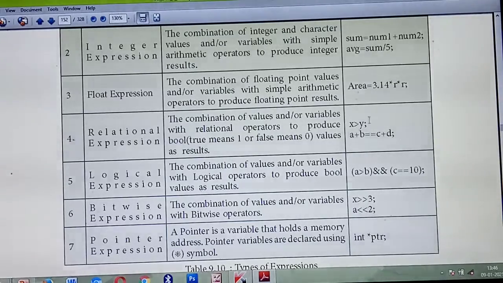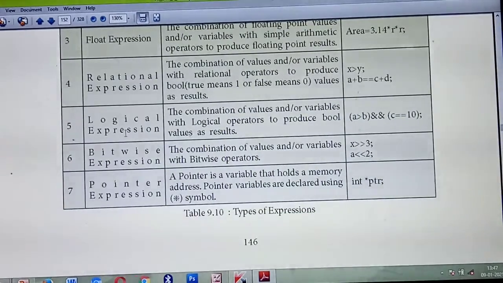See this example: x greater than y. If the condition is true, it will display the answer 1 or true. Next, a plus b double equal to c plus d. If the condition is true, it will display the answer 1 as true, otherwise false. Understood? Next one is logical expression.